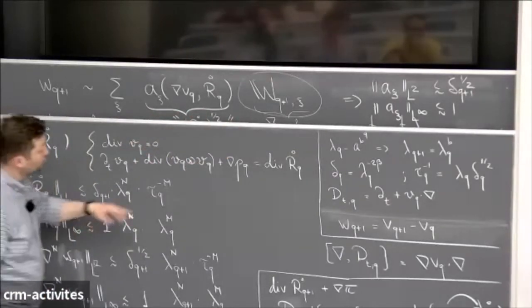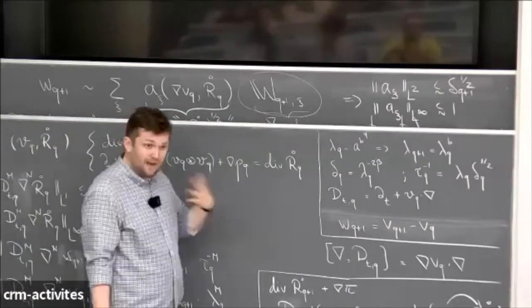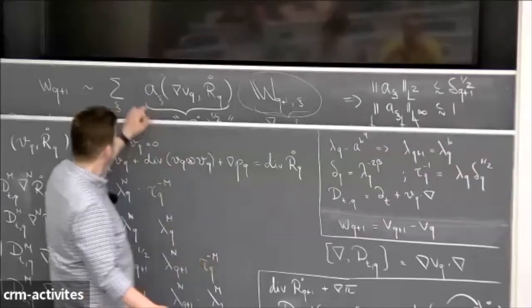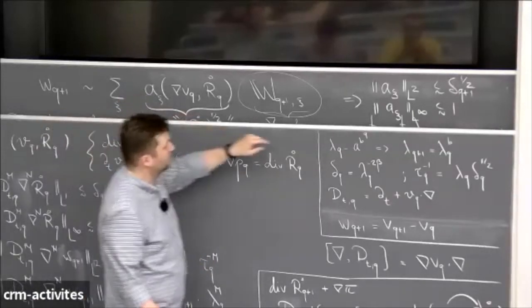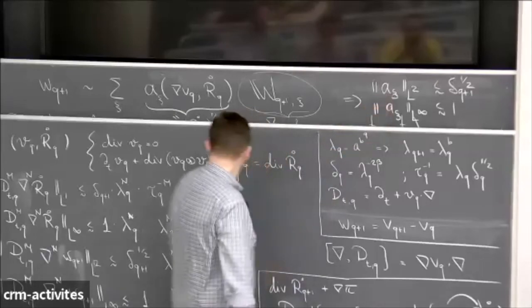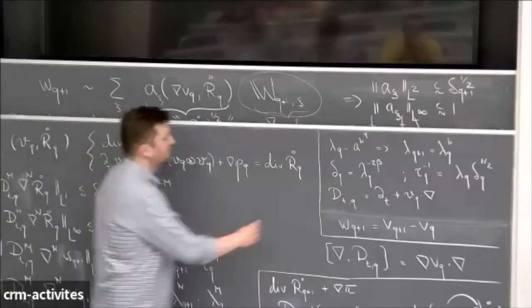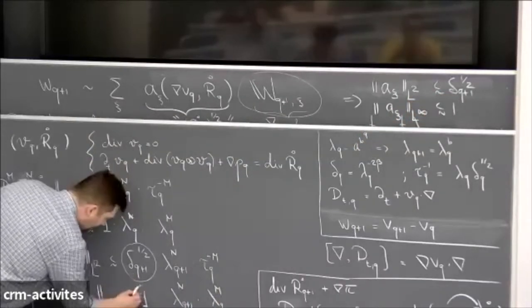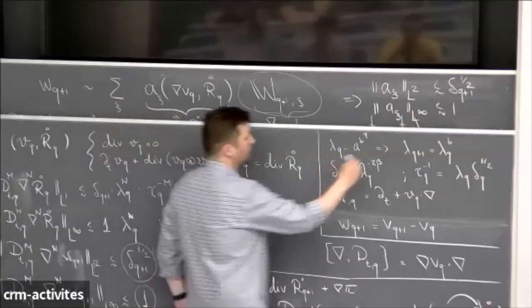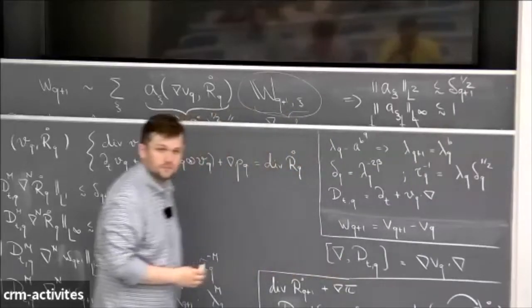So the L2 norm of this is 1. We have made it equal 1. And the L2 norm of this is what I wrote here. So this thing imposes that, and this thing imposes that. Okay.